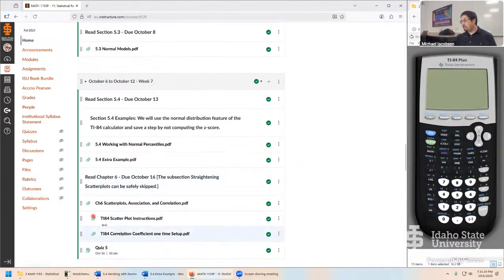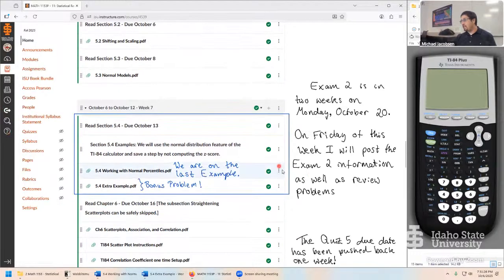Well, other announcements: the due date for quiz 5 has been pushed back by 1 week. Thanks again for mentioning that about section 5.4. We have one last part of the last example we need to get through. And also, when I looked into MyLab statistics this morning just to see how it was standing, it looked like I forgot to actually post the section for 5.4 on there completely.